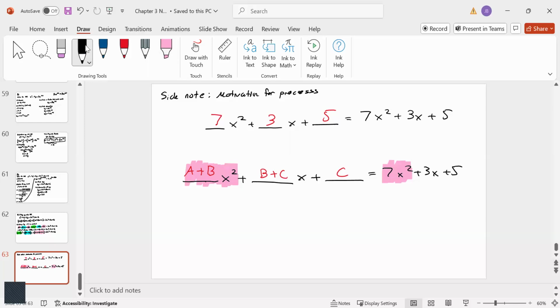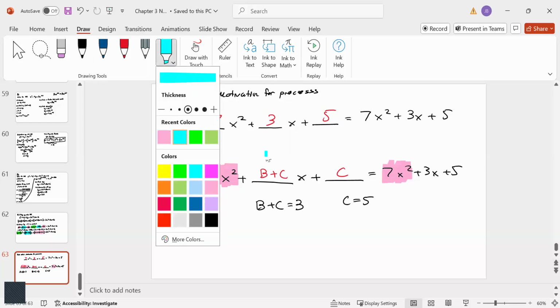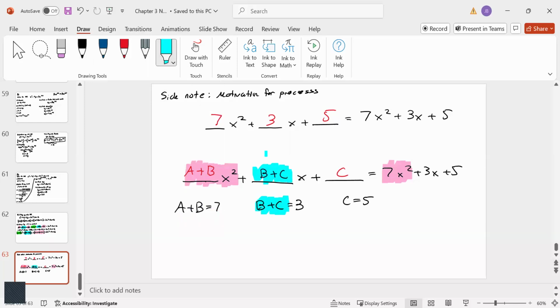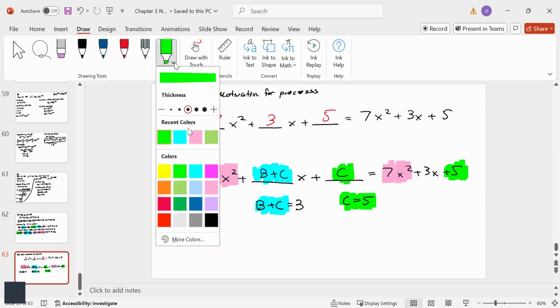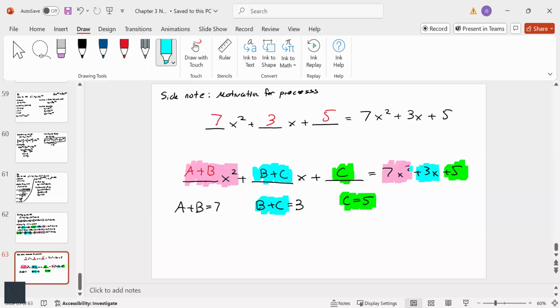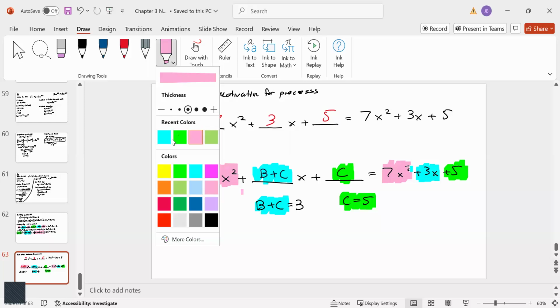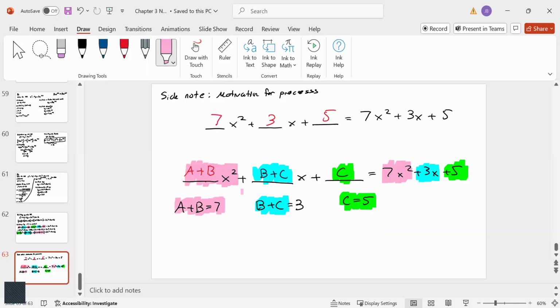What does the left side have to become? What number does it have to be equal to? It has to be equal to 7, which means what? A plus B has to be equal to 7. This means right here, B plus C has to be equal to 3, and then C has to be equal to 5. That's all I'm claiming here. Right there and right there. And that's the magic of it. And if you feel comfortable with that logic, then you can do all of these. That's the big step that you kind of have to make here, understanding why we're doing it. It's just because I want the left side to be equal to the right side.